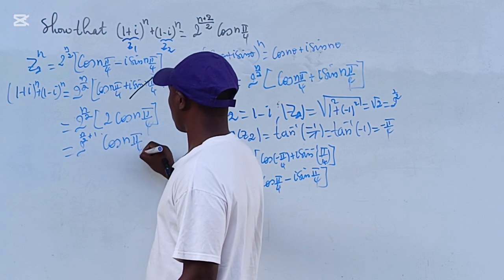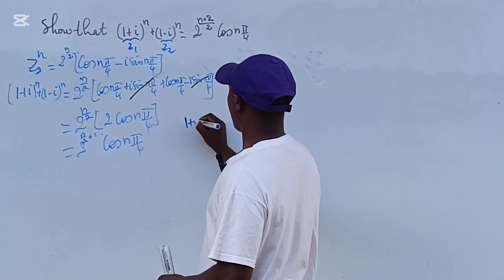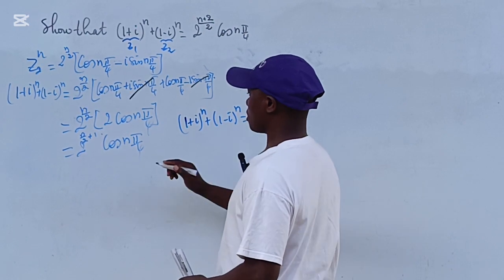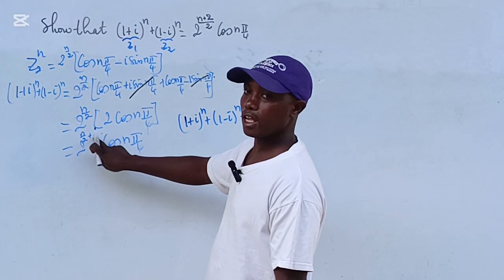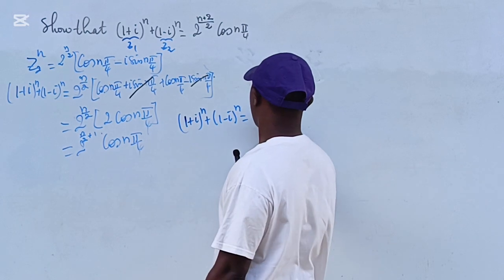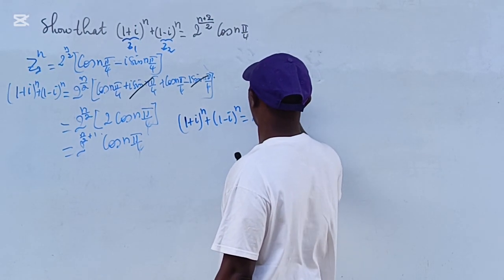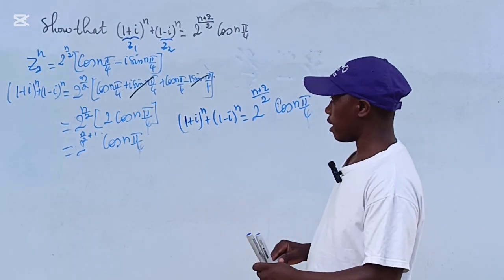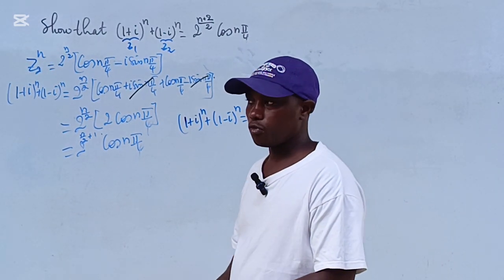So (1 + i)^n plus (1 - i)^n is 2 power n plus 2 over 2 times cosine of n pi over 4. Here is the proof.